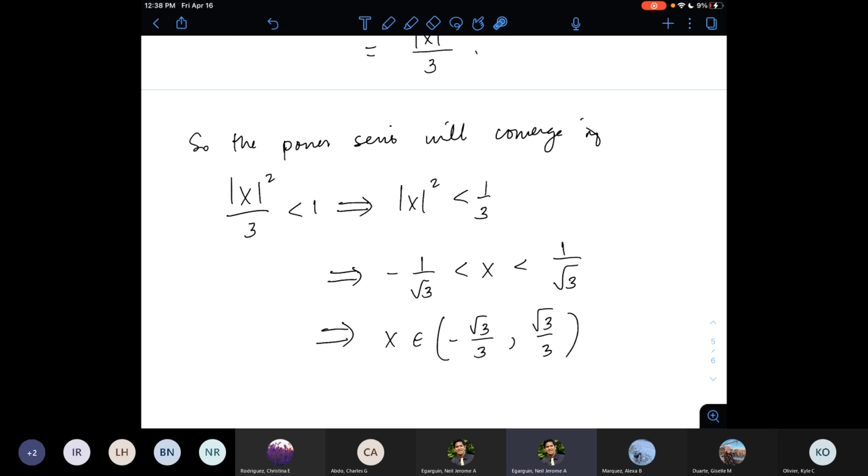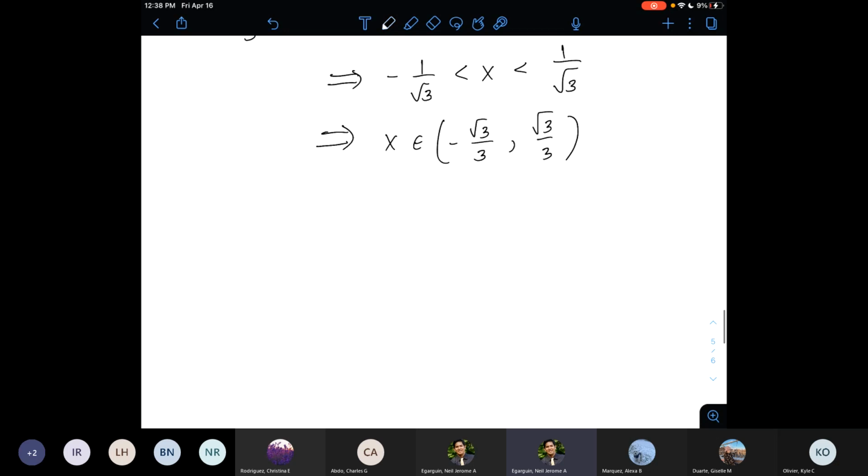That's why I had to erase the closed bracket that I was about to write and instead use a parenthesis. Because again, the ratio test will be inconclusive when the limit happens to be equal to 1. And it will be equal to 1 for negative root 3 over 3 and positive root 3 over 3. So we are uncertain for those two values, but for all other values, we know that it will diverge.